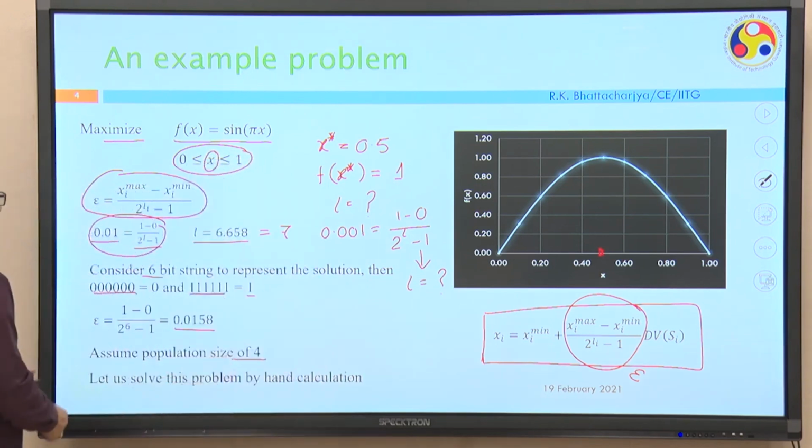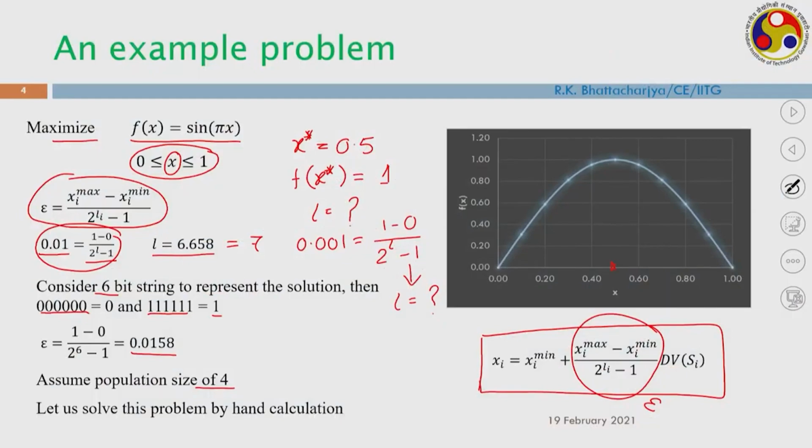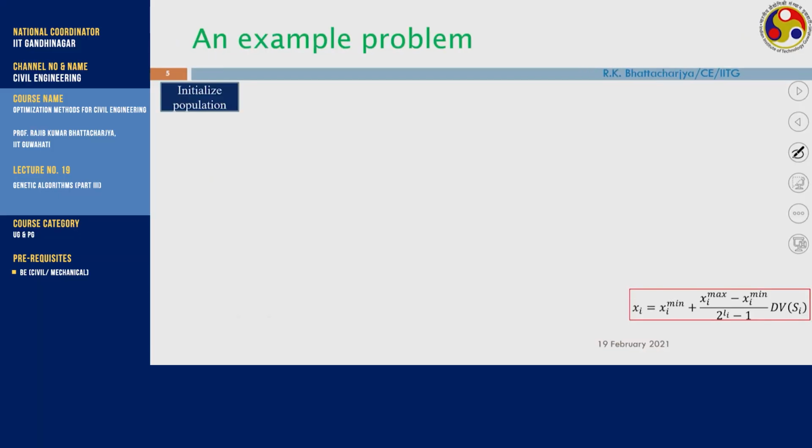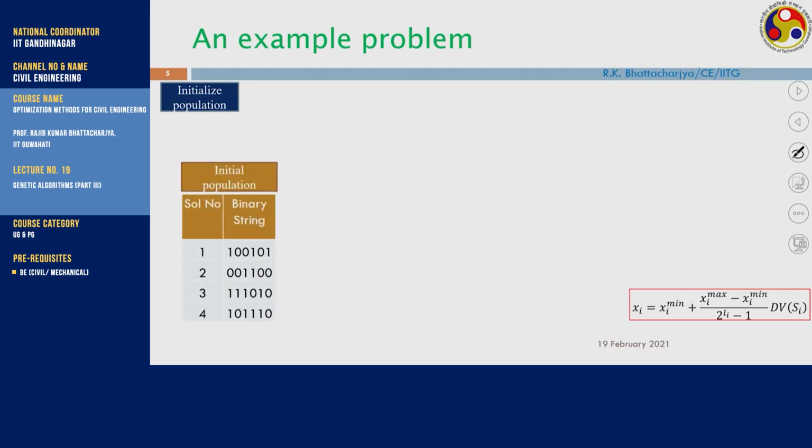Now, let us solve this problem using genetic algorithm, by hand calculation. The first step is to initialize the population. You can initialize the population in two ways. The first one I am just giving the algorithm.